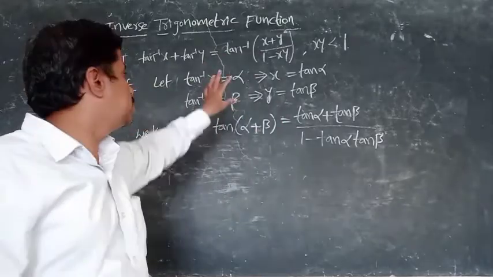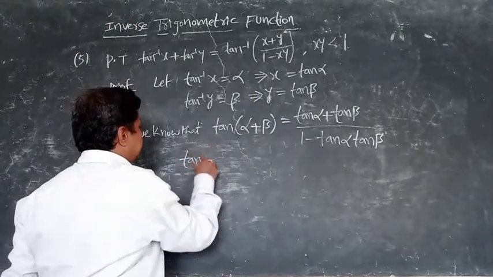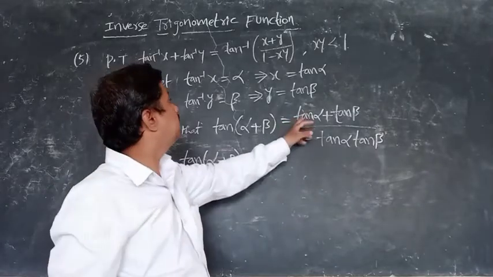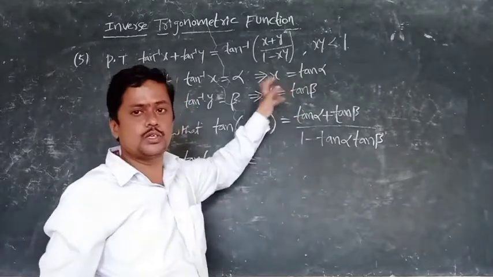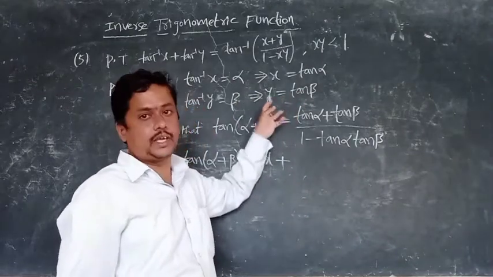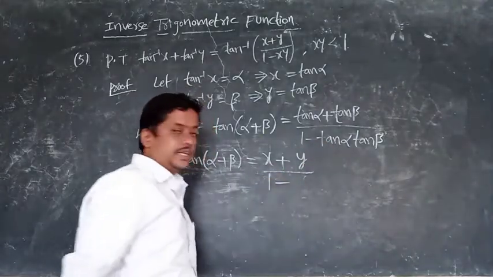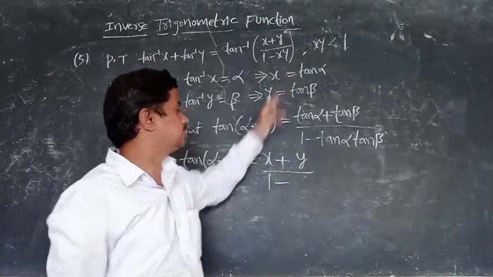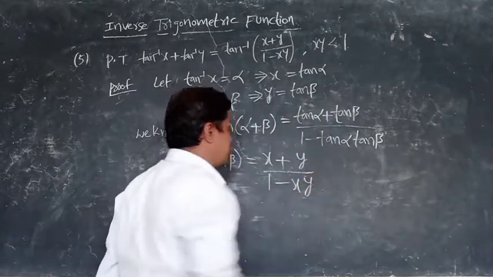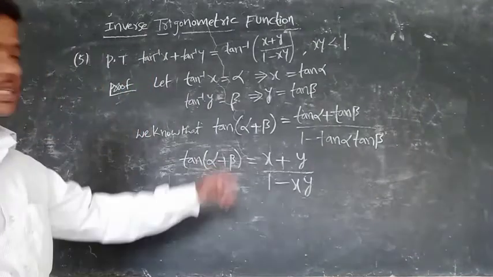Substitute the above values here. Tan(alpha plus beta) is equal to tan alpha, which is x, plus tan beta, which is y, divided by 1 minus tan alpha, which is x, times tan beta, which is y, so 1 minus xy. So this is the formula.